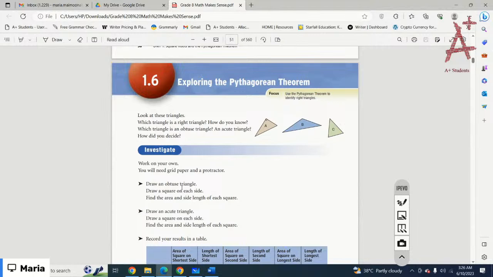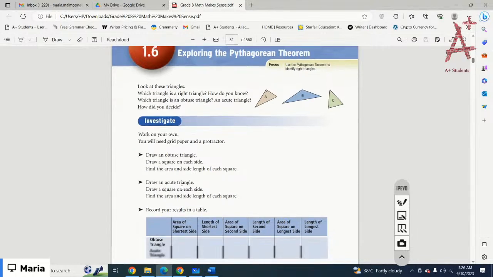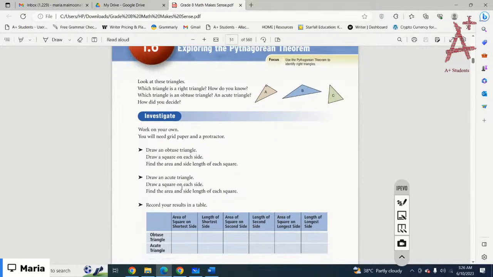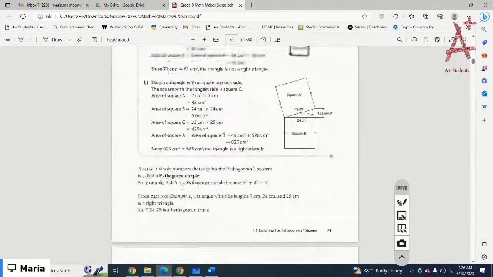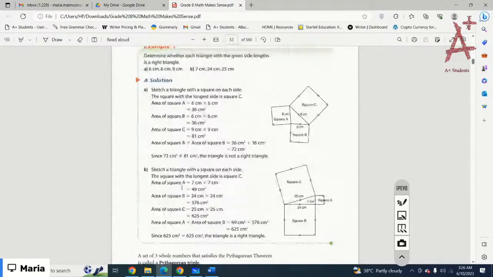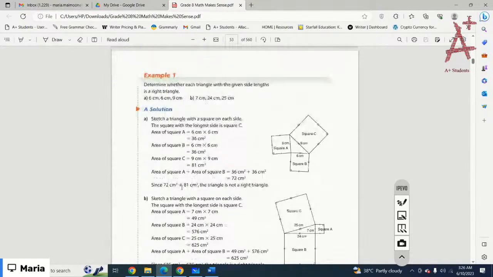Okay, let's just start with the next lesson, that is exploring the Pythagorean theorem. Start with the first example. Determine whether each triangle with the given side lengths is a right angle triangle. So you're given two of the questions. You have to see if the given triangle is a right angle triangle. Got it?